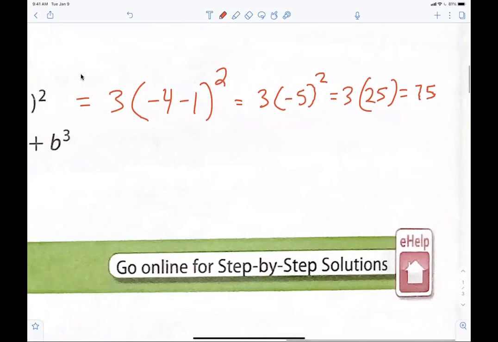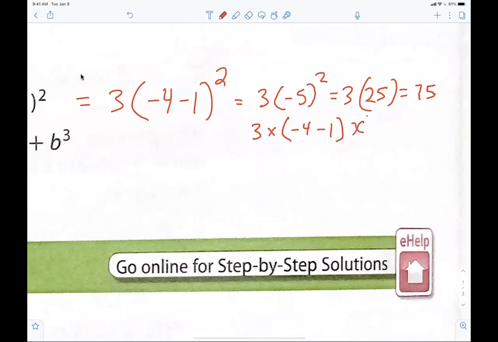Now I want everybody to type it in on their calculator. I did it on a calculator and it said syntax error. No, I'm not arguing with you. That's why we're showing you. So you do 3 times, open parentheses, -4 minus 1, close parentheses. Then hit the square button. Remember, there is the square button, it's the x2. Then hit equals. And see if that's about 75.